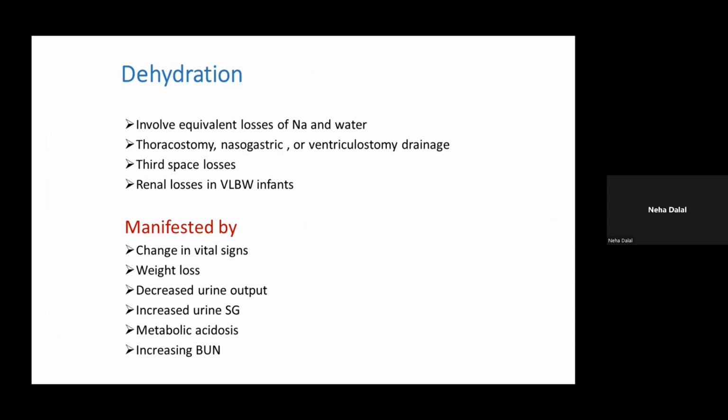Clinical signs vary with the percentage of dehydration: changes in vital signs like tachycardia, decreased blood pressure, delayed CFTs, decreased urine output, and metabolic acidosis.